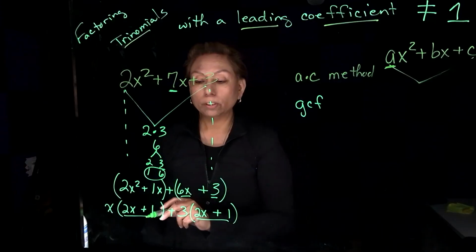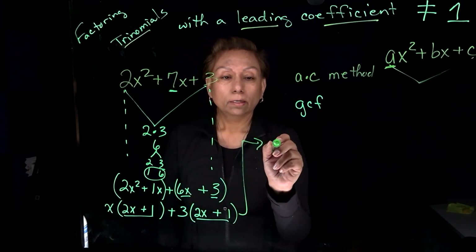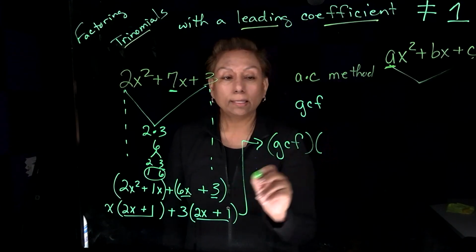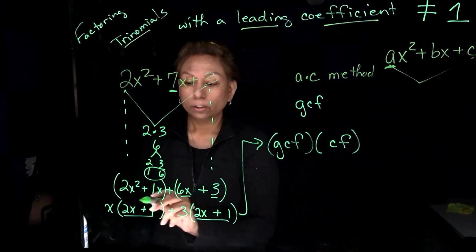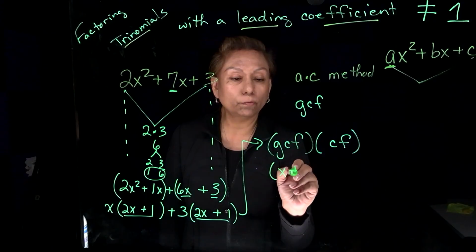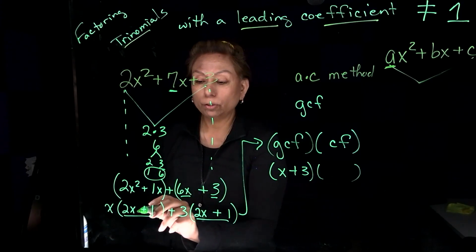Now we do one more step. I'm going to put a little arrow here. You group the GCFs together in one parenthesis, and then you put what we call the common factor. Our GCFs are the x and the 3, so we'll group those together in the first parenthesis. Our common factor would be the 2x plus 1.